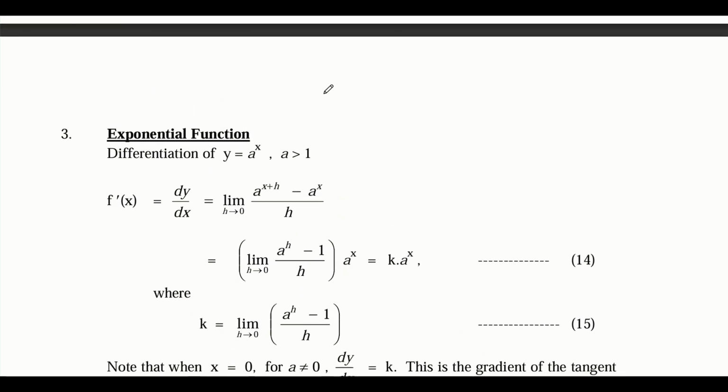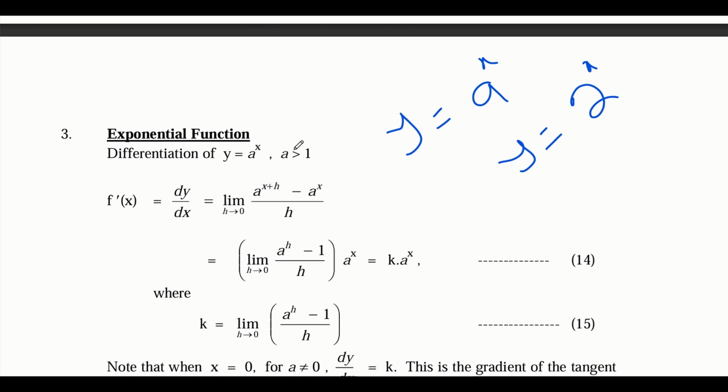Now, there's also another special type of function which I want you to consider. That is the function in the form y is equal to a raised to the power x, where a is a constant. So an example can be y is equal to 2 raised to the power x, right? Now, when you're asked to differentiate something like this, how would you do it? Well, you just start by putting it in the same old formula, f of x plus h minus f of x all over h, if you remember that.